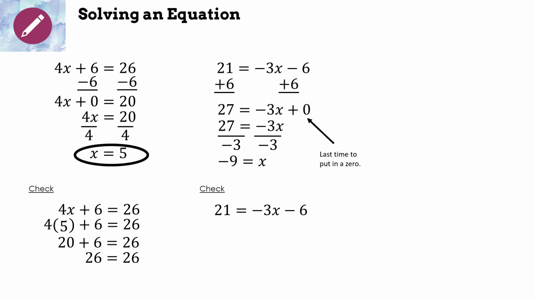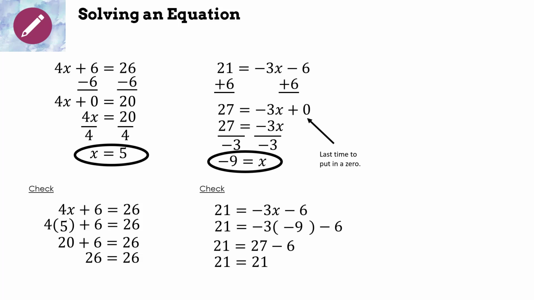So I just rewrite my equation. I'm going to put negative 9 in for x. Orders of operations, negative 3 times negative 9 is 27. 27 minus 6 is 21. And yes, 21 equals 21. So negative 9 equals x. Awesome. Let's look at another one.